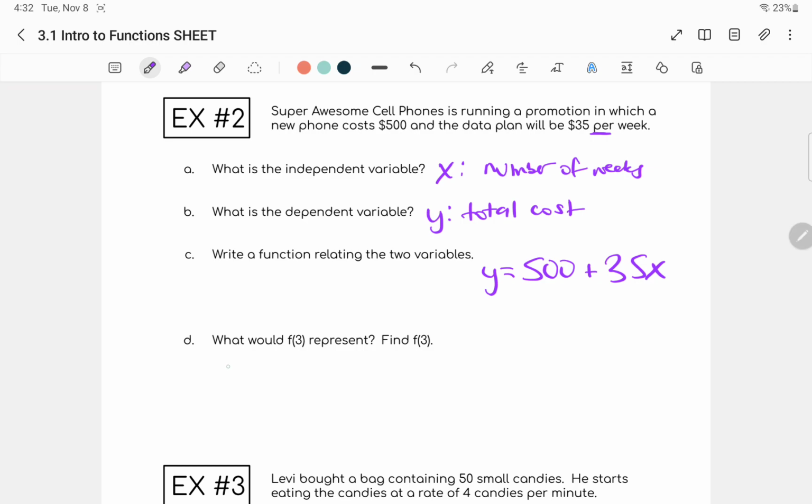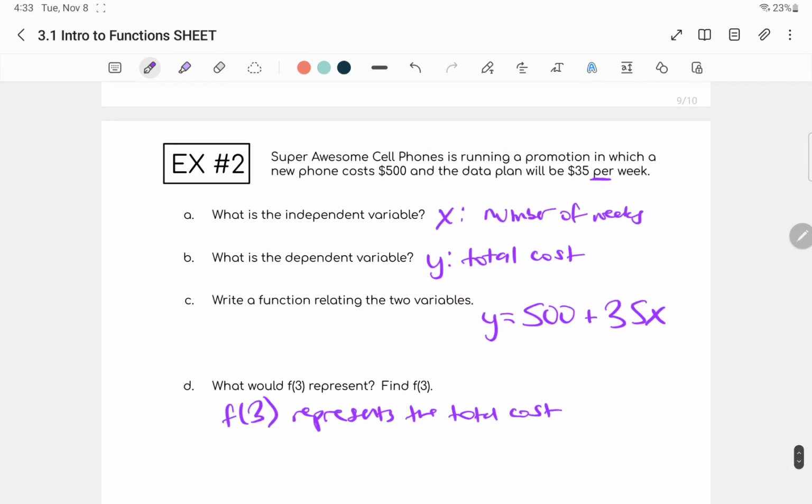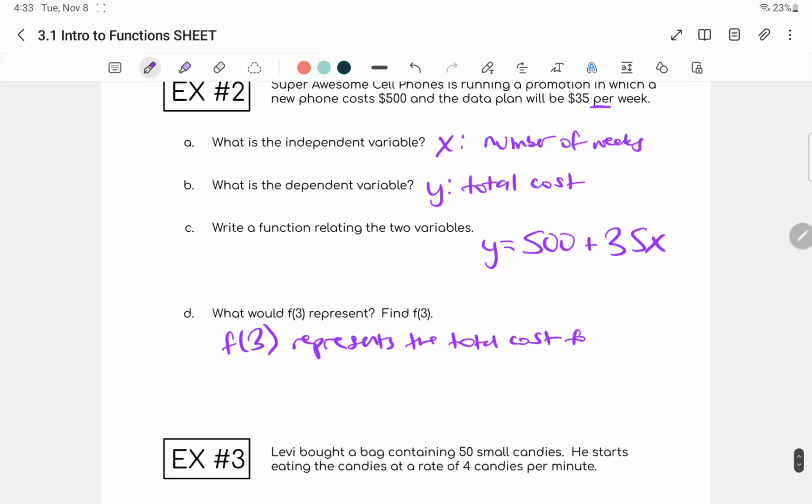So f of 3, that represents, again, going back to x is number of weeks. So f of 3 represents the total cost at 3 weeks. The total cost for 3 weeks. Let's keep it consistent. But yeah, after 3 weeks or for 3 weeks, doesn't really matter.